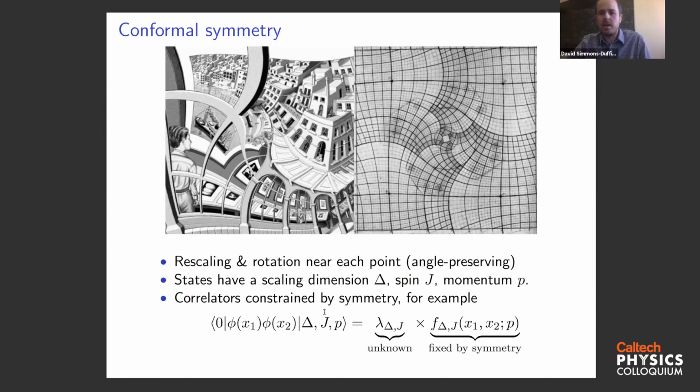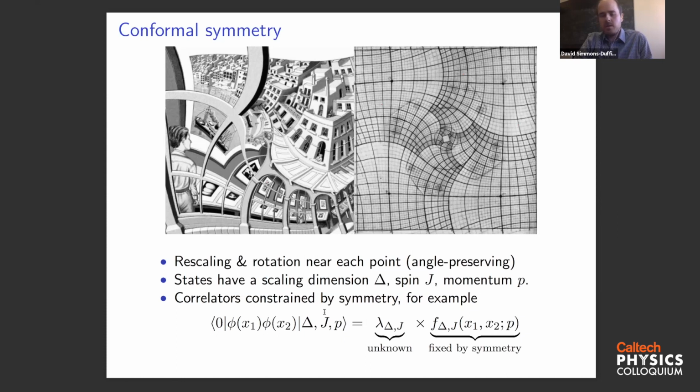It's a drawing due to Escher. And you can see that this drawing is warped in some kind of strange, funny way. But the nice thing about it, the thing that makes the picture kind of work, is that the warping is angle preserving. So if you zoom in near each point, the angles are the same as they would be in a normal picture. And that's because near each point, the transformation that's happened is just a rescaling and a rotation. And this is the defining property of a conformal transformation.